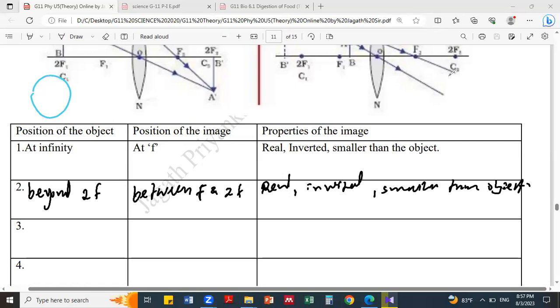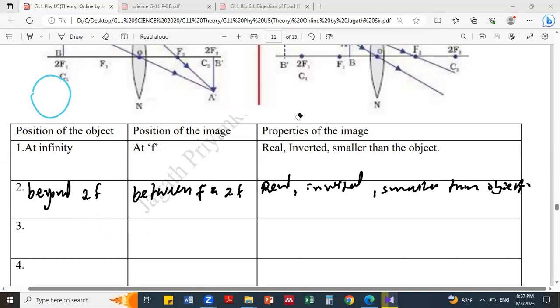Did you all finish copying down? It's not difficult, but in the textbook they have given beyond 2f. Instead of beyond 2f, the textbook also has a similar table, but they have given greater than twice the focal length. Greater than twice the focal length. Understood? Right. Then I'll erase the screen.